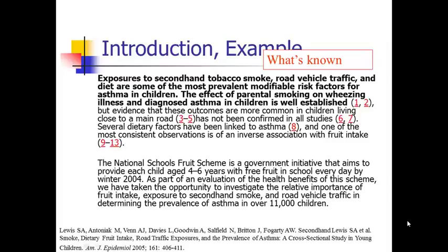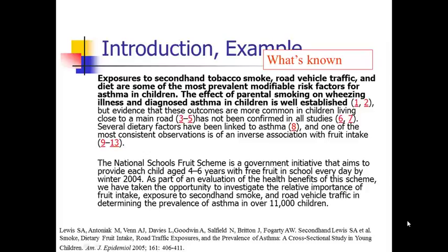So they say exposures to secondhand tobacco smoke, road vehicle traffic, and diet are some of the most prevalent, potentially, these are the potential and modifiable risk factors for asthma in children. So here are 3 things that other people previously have speculated are causes of asthma. Now, one of those we know with pretty good certainty. So the effect of parental smoking on asthma is well established. So that one we know pretty well.